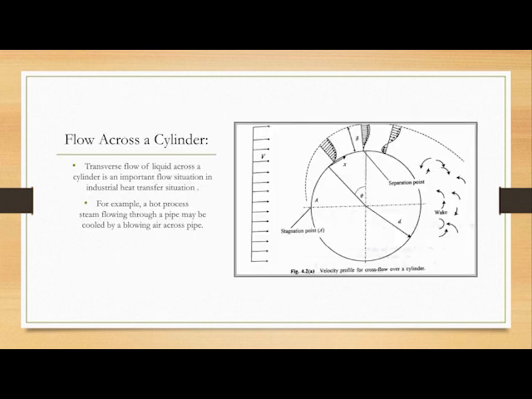So now coming to the flow across a cylinder. Transverse flow of liquid across a cylinder is an important flow situation in industrial heat transfer situations. For example, a hot process steam flowing through a pipe may be cooled via blowing air across a pipe. Here too a boundary layer forms over the cylinder, as you can see in the image.